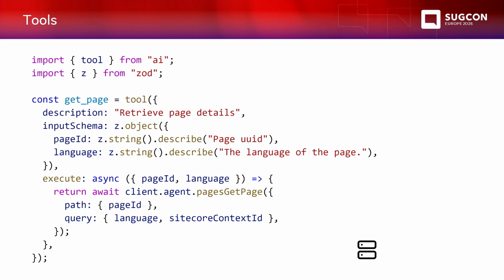And to extend the LLM with custom functionality, we need to provide tools there. It's a dedicated tool function, and we need to pass a description to describe what our tool can do, a described input schema for the tool's arguments, and the execute function to actually run this tool. So this tool retrieves the page. We get the page ID and language, and using the Marketplace SDK, we can get page details and return them to the LLM.